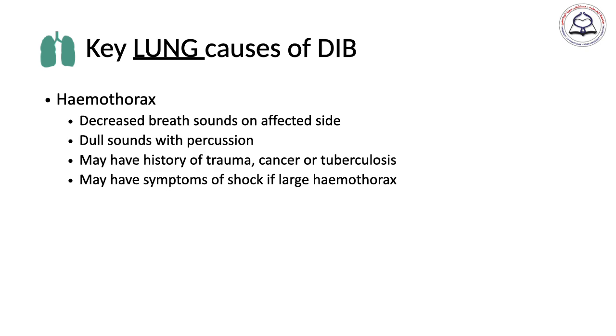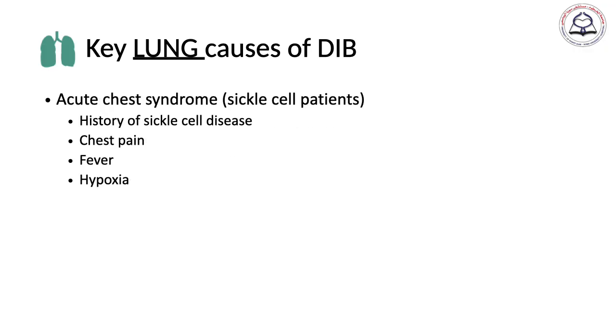Those with trauma and acute massive bleeding can present with features of shock. Acute chest syndrome happens in patients with sickle cell disease. Usually they have history of sickle cell. It could be the first presentation. They present with chest pain, which is diffuse, fever, and hypoxia, and there could be features of concomitant infection.